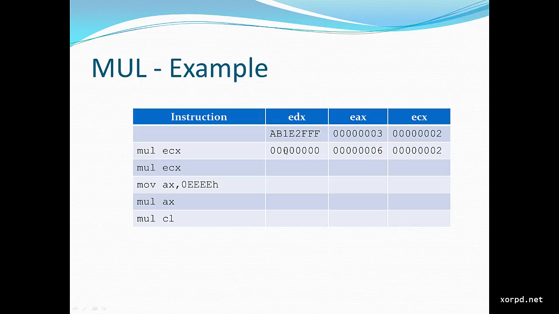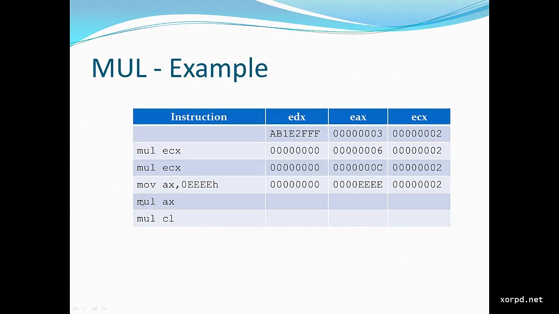EDX was zeroed because EDX is actually part of the result. This is the full result. The full result is of size 64 bits. Therefore, the instruction zeroed EDX. The next instruction is mul ECX. This is going to multiply EAX by ECX again. And as expected, we got C, which actually means 12. And we know that 2 times 6 is 12. We move on to a simple move instruction that just moves this number into AX, nothing very special.